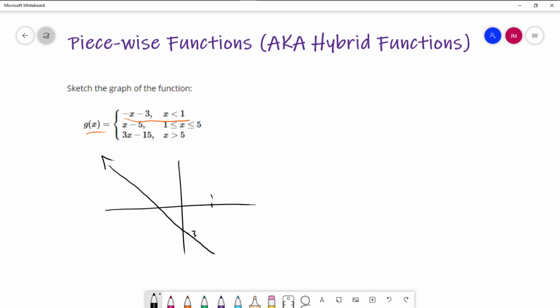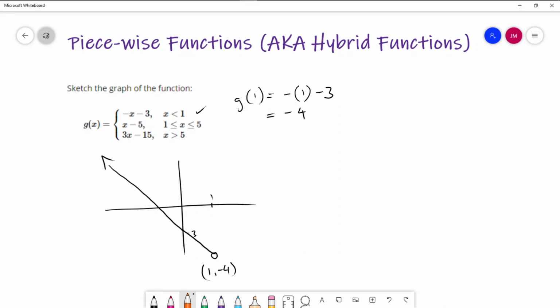This point here, I'm going to have to look at my domain. It's less than 1, it's not equal to, so I'm going to have a hollow dot there. And so let's substitute in 1. If I find what g of x is at x equals 1, I can write g of 1, so that'd be negative, and instead of writing x, I'm putting in my positive 1. I'd get negative 1 minus 3, so it's going to be negative 4. So this point down here is (1, negative 4). That's that point. And now I've just sketched that first part of it.